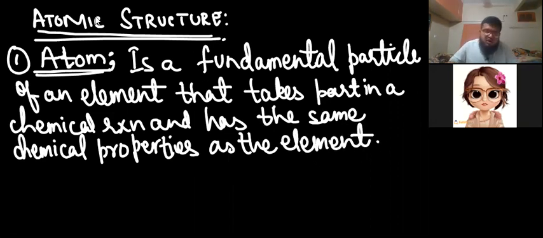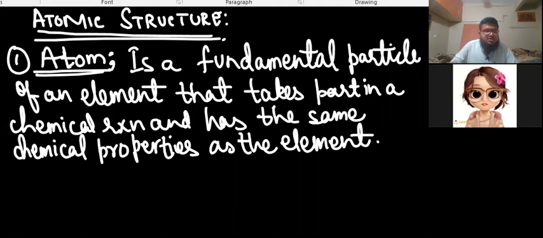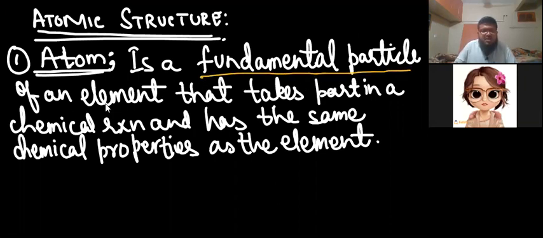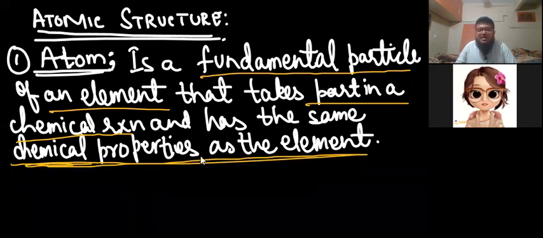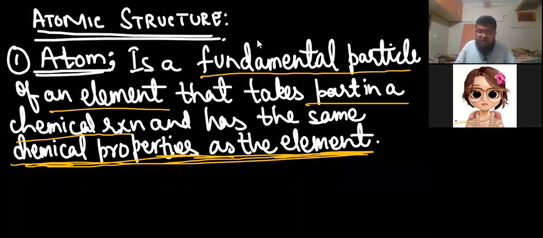Now the key terms in this definition are pretty simple and straightforward. Over here, it says a fundamental particle. That's one key term. Of an element, that's the other key term. Taking part in the chemical reaction is another key term, and having the same chemical properties as the element is another important point. Although the examiner won't go into this much detail, I've given you a bit extra so that if you remember even half of it, you could get full credit.